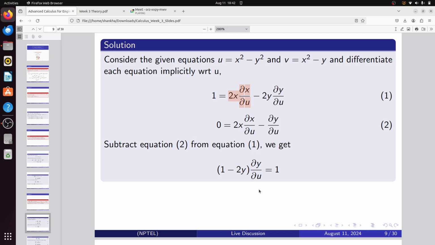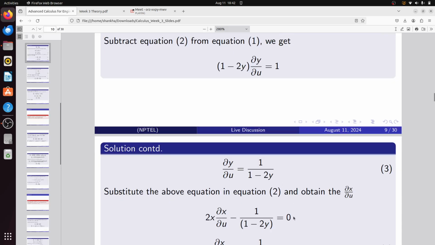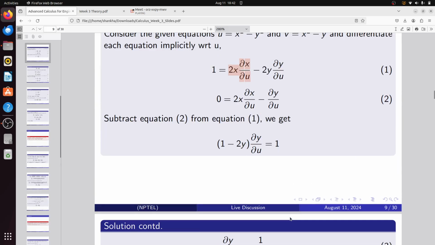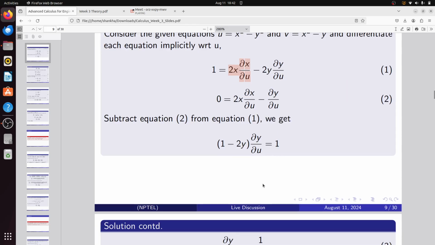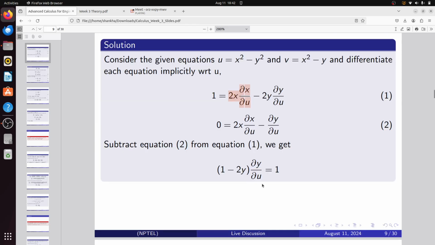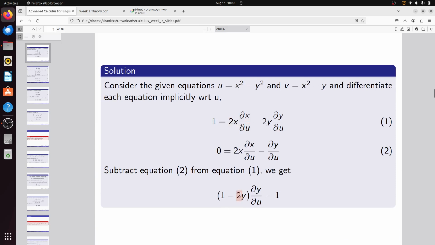I think there is some simple mistake here, right? That is 2x minus 2y del y del u. So if you subtract it, you will have 1 minus 2y del y del u. So this term will not be there, right?